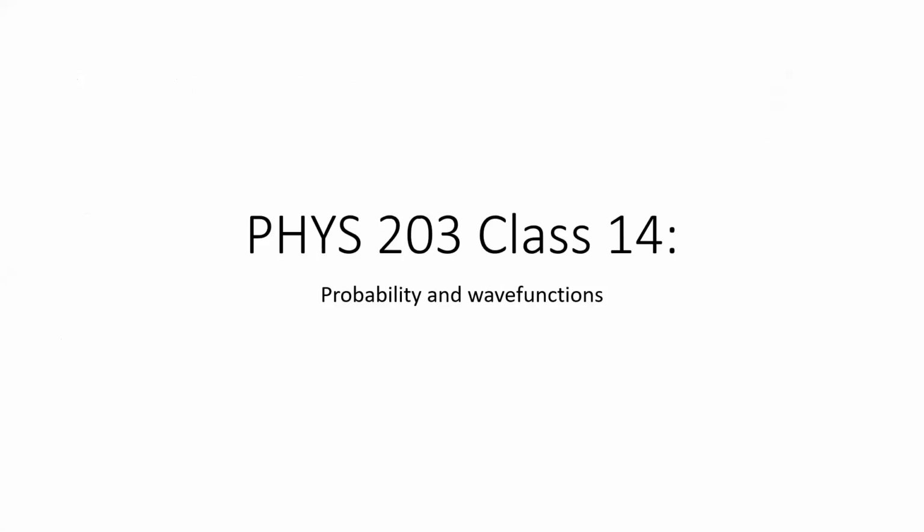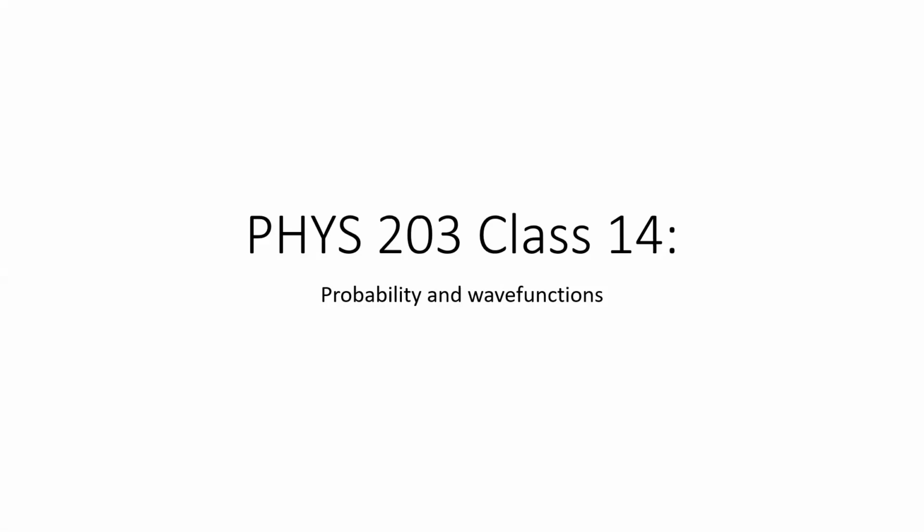Okay, class, welcome to Physics 203, class number 14 on probability and wave functions. We're going to continue here in understanding our transition from classical to quantum physics, developing the ideas of the de Broglie wavelength and of the Heisenberg uncertainty principle and wave packets that we did in previous classes.